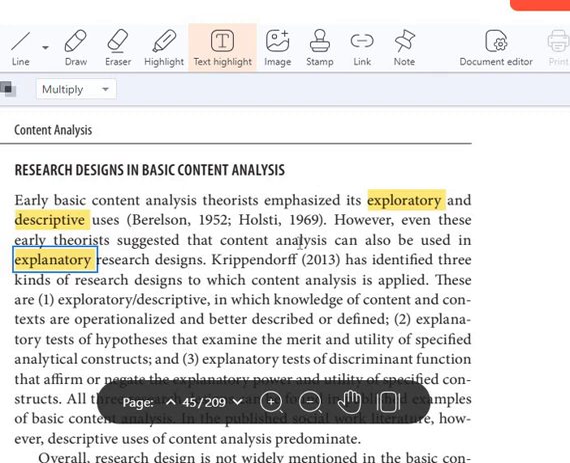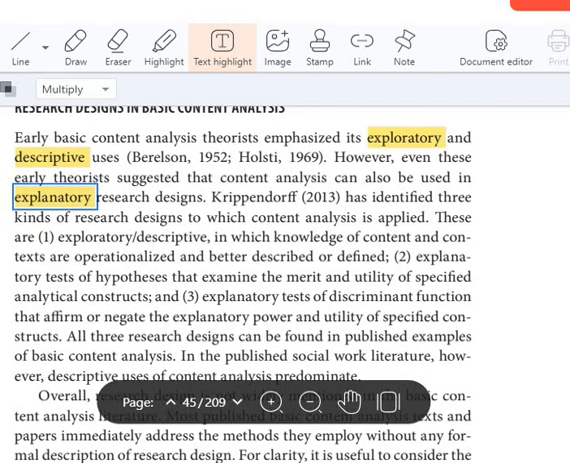Here it says that Krippendorff 2013 has identified 3 kinds of research designs to which content analysis is applied in general. Here we're not talking only mainly on basic. We're talking about 3 types of research designs. The first one is the exploratory or descriptive. Here, as the name implies, you are describing and exploring knowledge. So here, knowledge of content and contexts. Okay, so we have to highlight all this.